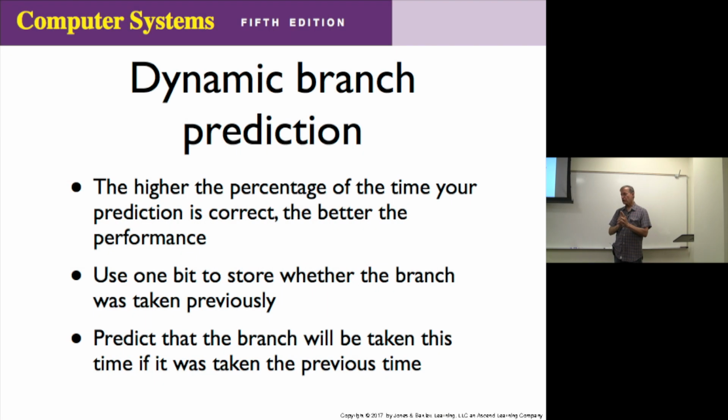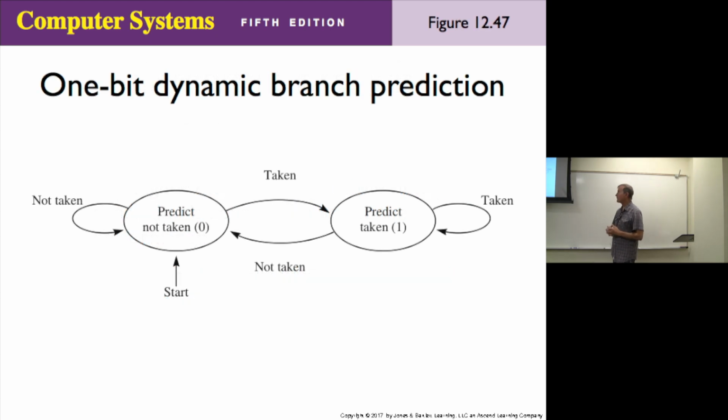Furthermore, if it was not taken this time, then it probably will not be taken the next time. So what you could do is use one bit to store whether the branch was taken previously, and then predict that the branch will be taken this time if it was taken the previous time. So that's called dynamic branch prediction, because you actually track what was happening historically in the execution sequence for that instruction. And figure 12.47 shows how the branch prediction works, and it's a finite state machine.